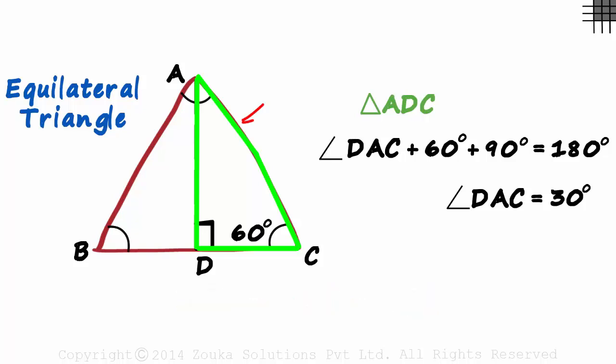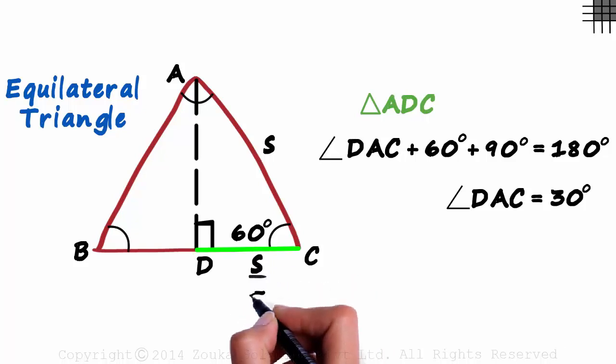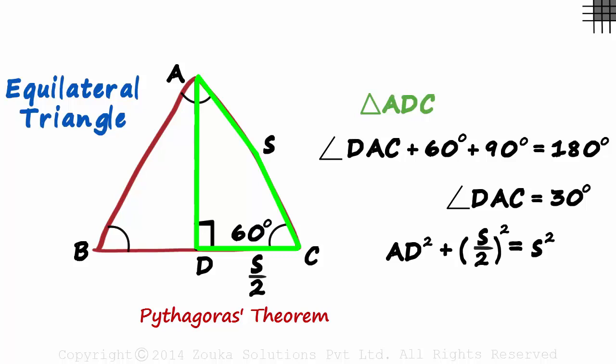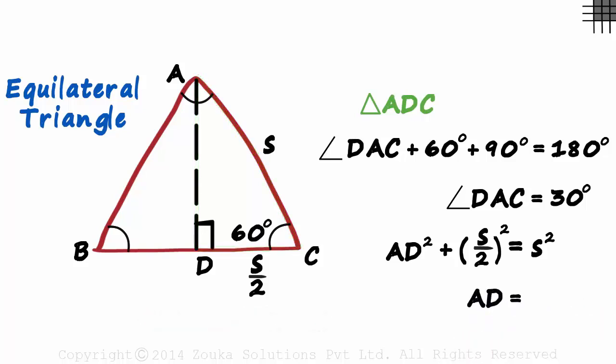If the side of the equilateral triangle is S units, then we know that DC will be S/2 units. In an equilateral triangle, the perpendicular from a vertex to the opposite side divides it into 2 equal parts. Now in this triangle, if we are able to find AD in terms of S, we can easily derive a ratio. Using the Pythagoras theorem in triangle ADC, we get this equation. Solving for AD, we get its value as √3/2 times S.